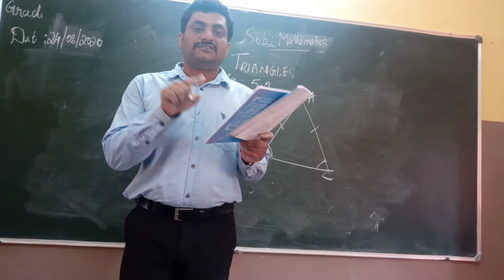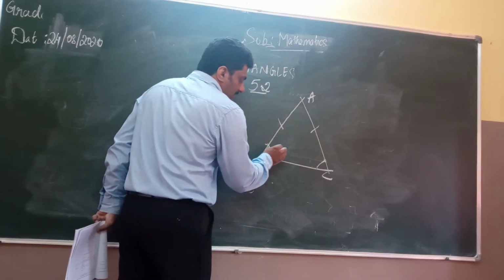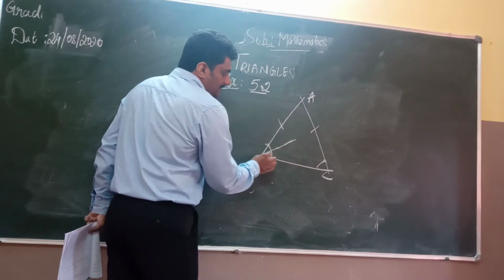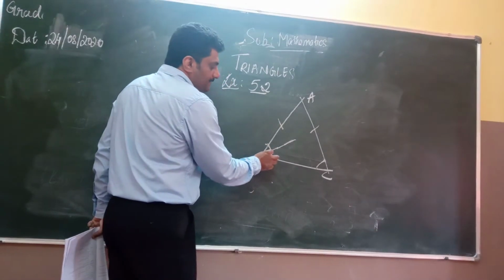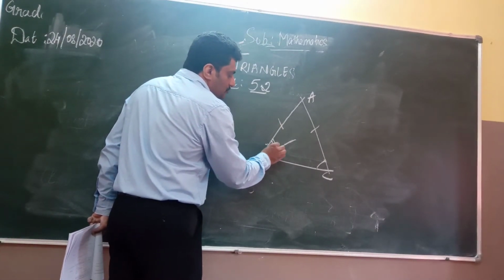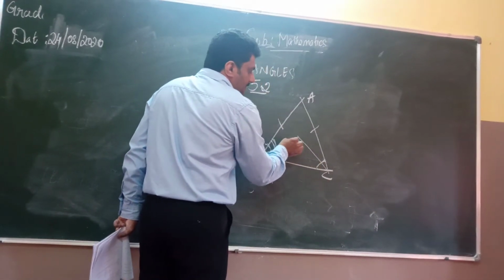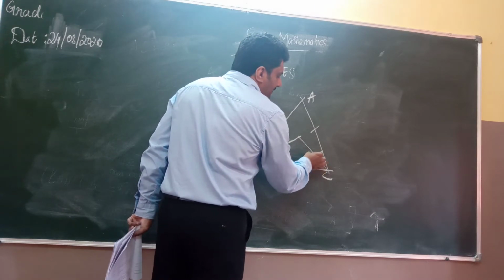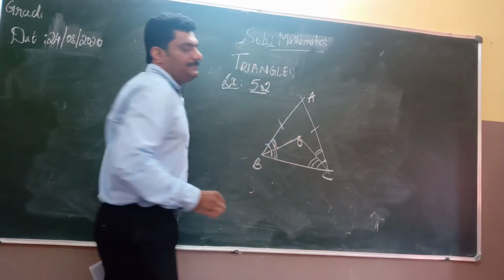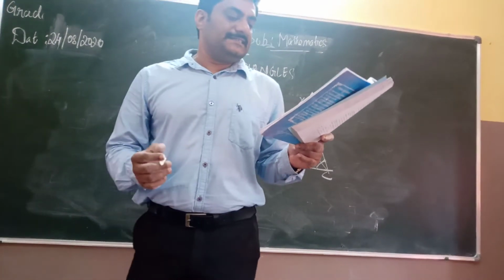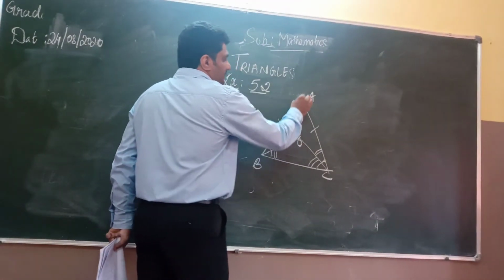Then the bisectors of angle B and C. Whenever we have an equal angle, let's assume this is 60. If it's bisected, this angle should be equal to this angle. And here the bisectors of angle B and C meet at a point O. Meet, intersect. Join A to O. These two have to be joined.